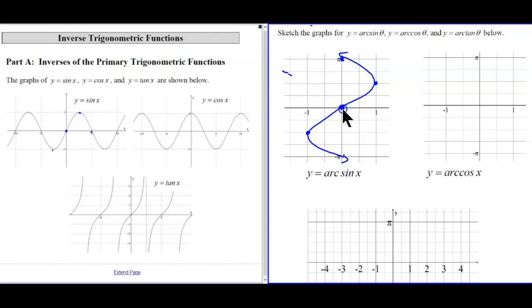So here, if I choose this, is that red line that I drew a function? Yes. So what are my new x values? They're from negative 1 to positive 1. And then my new y values are from negative pi over 2 to positive pi over 2.